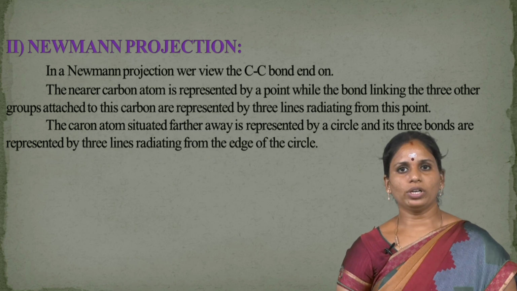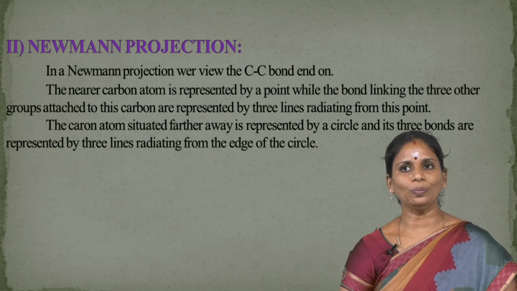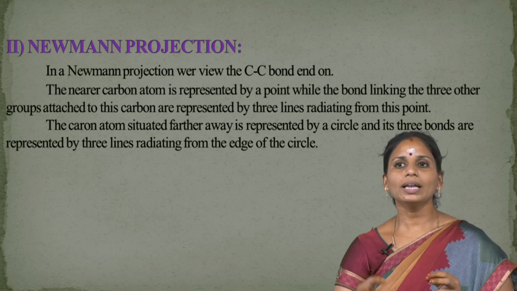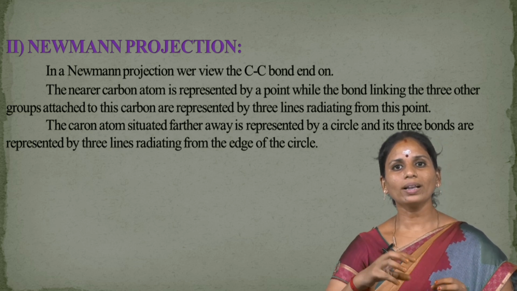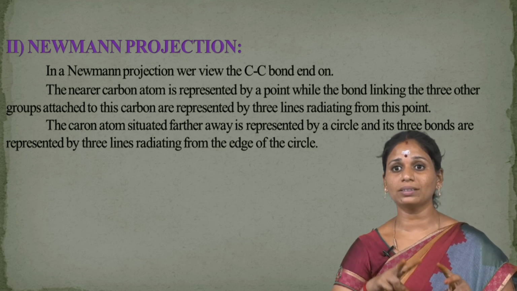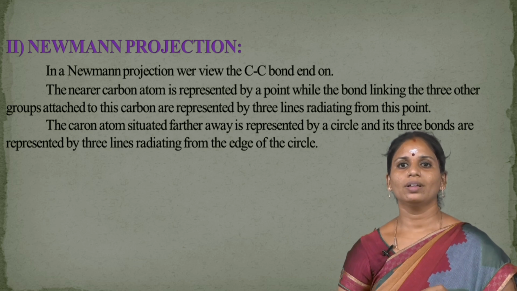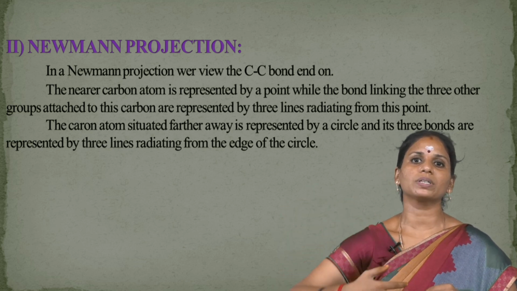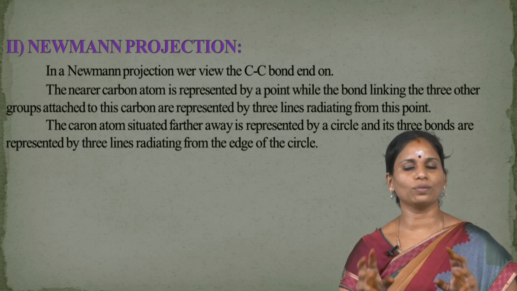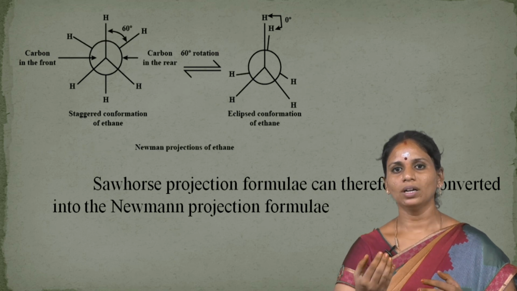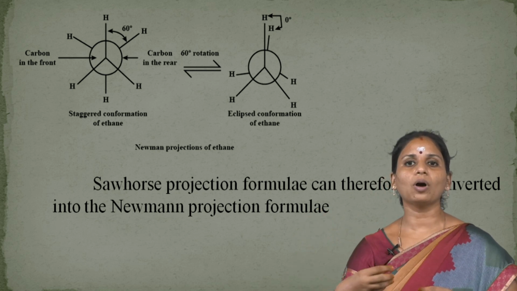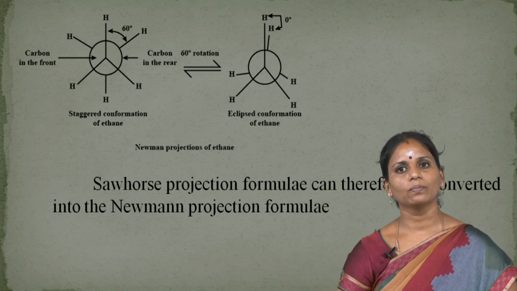Okay, Newman projection. In a Newman projection, what we have to do is view the molecule end-on. The nearer carbon atom is represented by a point, while the 3 groups attached to this carbon atom are represented by 3 lines radiating from this point. The carbon atom situated far away is represented by a circle, and its 3 bonds are represented by 3 lines radiating from the edges of the circle itself. In this way, we have to think: a small circle represents the front carbon and the larger circle represents the rear or backward carbon. We have to imagine it that way.